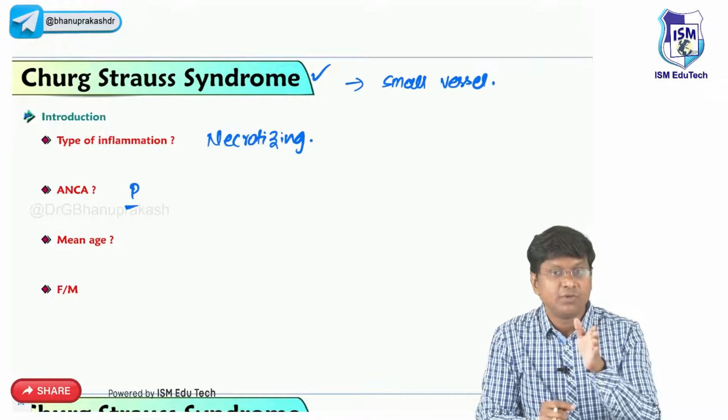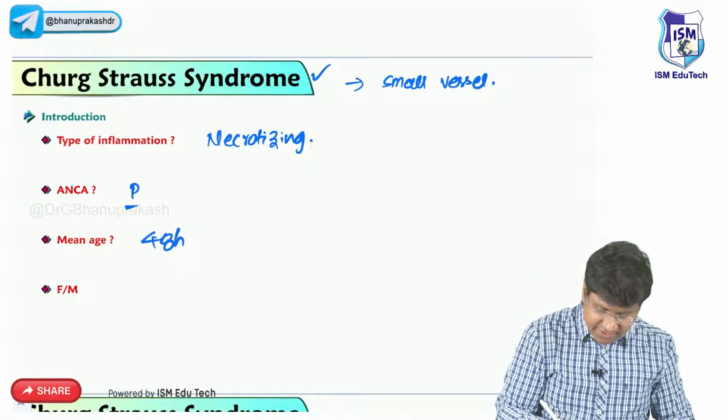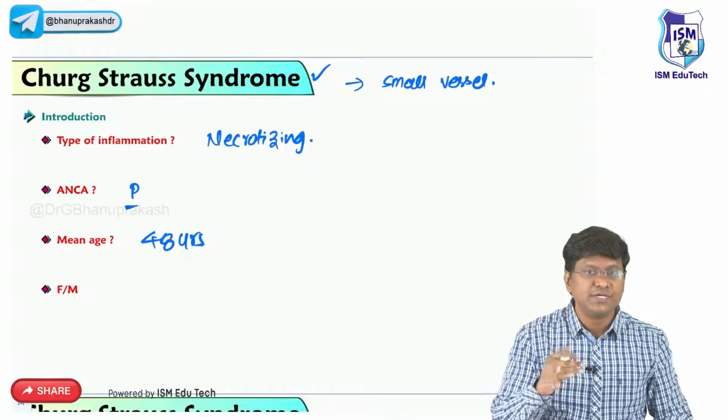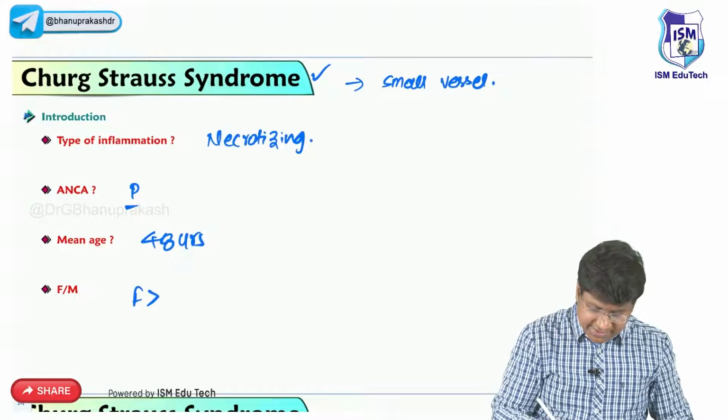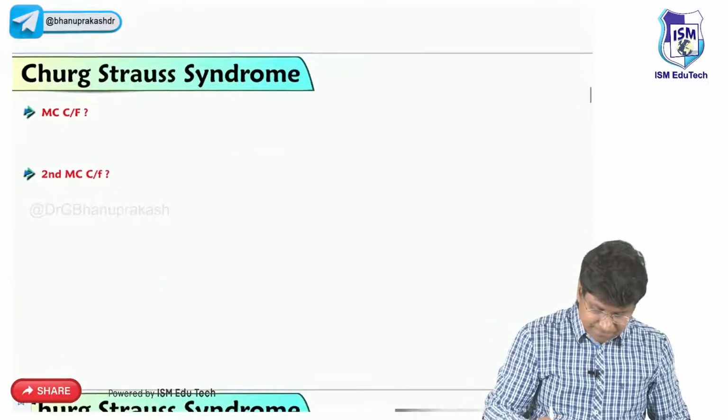Now, the mean age group at which you can have the development of Churg-Strauss syndrome is around 45 years of age. And if you take the male to female ratio, there is a slight female preponderance compared to males. That is 1.2:1 is the ratio.